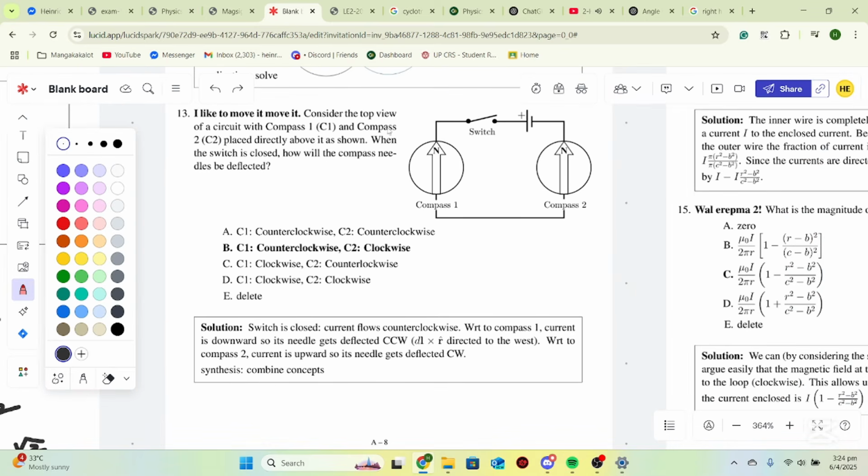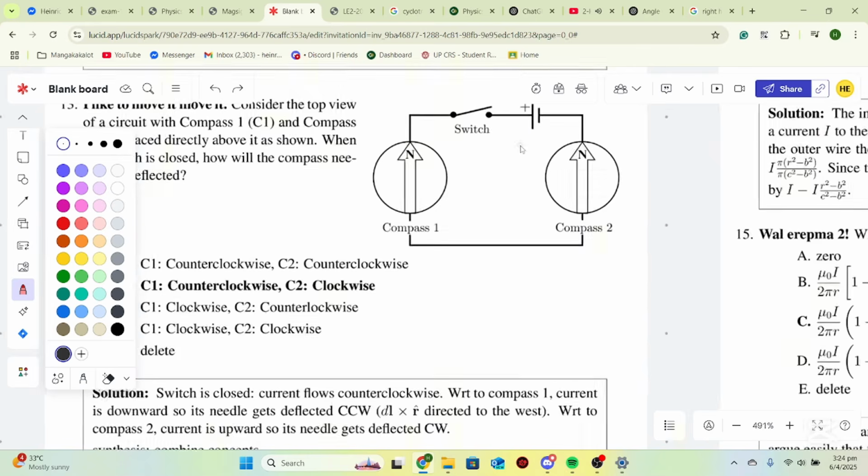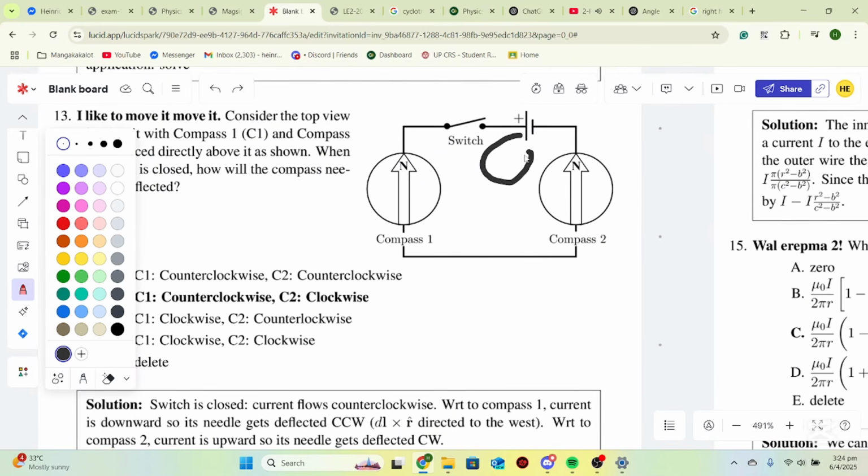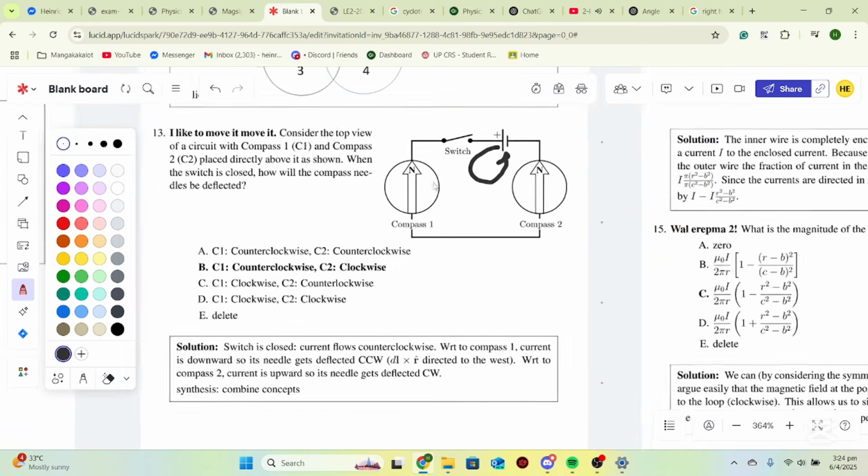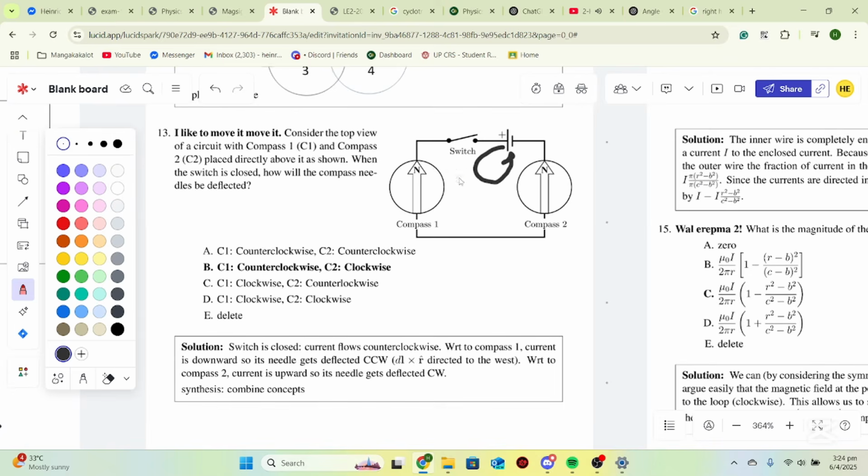For number 13, consider the top view of the circuit with compass 1 and compass 2 placed directly above as shown. When the switch is closed, how will the compass needle be deflected? Current goes from positive to negative, so it's like this. With respect to compass 1, since the current is going down, it will be deflected counterclockwise, to the left over here. If you follow it, it goes up at compass 2, so it goes clockwise. So it's C1, C2. Just quick.